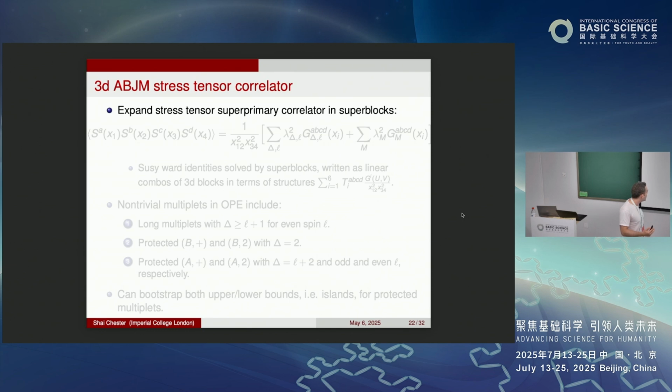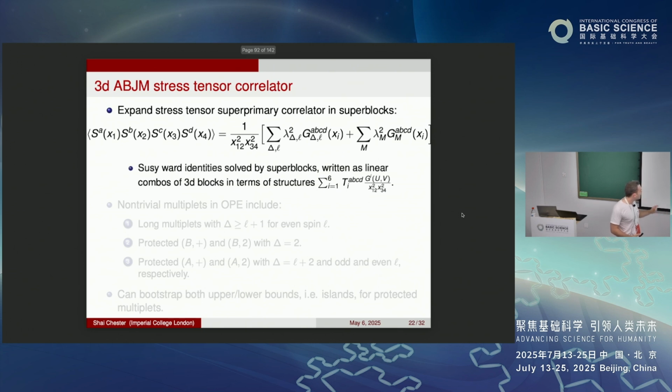So again, we look at the stress tensor multiplet 4-point function. Again, we look at the superprimary. We can expand in blocks, just as before. Again, there are both short and long multiplets in this correlator. The novelty of 3D versus 4D is that in 4D, the short multiplets were all trivial because they didn't depend on the coupling. Whereas now in 3D, the short multiplets are non-trivial in that they do depend on the coupling. So even though their scaling dimensions are fixed, their OPE coefficients are non-trivial. And that's one of the big differences between this bootstrap and the previous one.